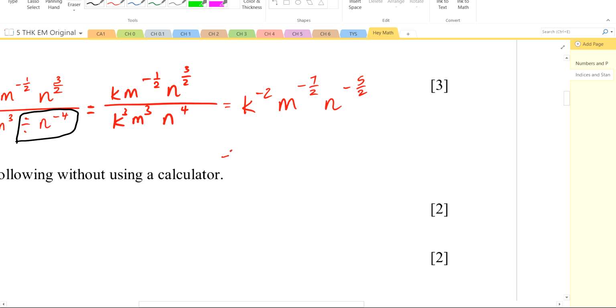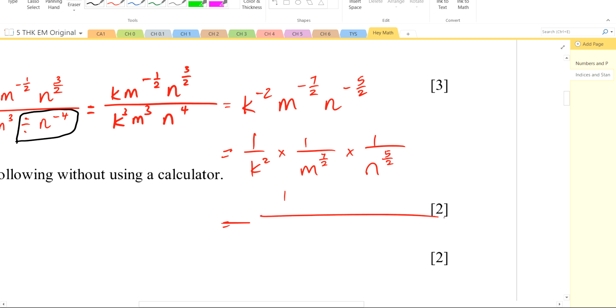Okay, now everything is in negative indices. I need to make them all positive again. So I get 1 over k square times 1 over m power 7 over 2 times 1 over n power 5 over 2. So don't need write all the times. It's actually the same as 1 over k square m 7 over 2 and n 5 over 2. This is our final answer.